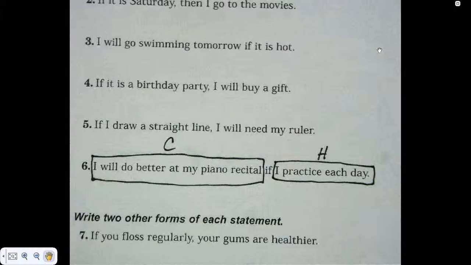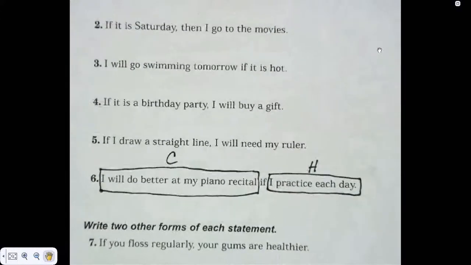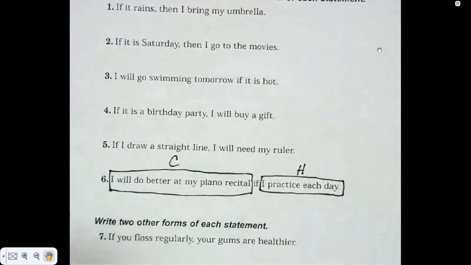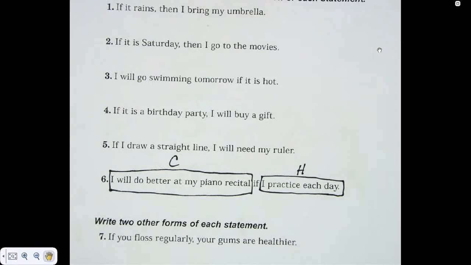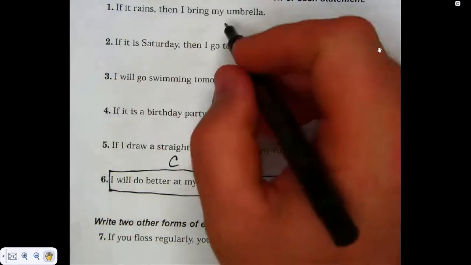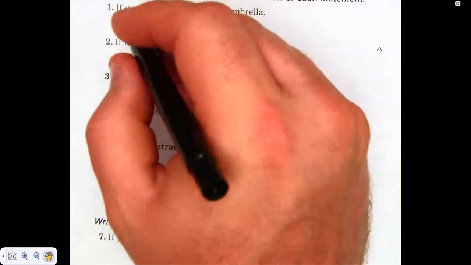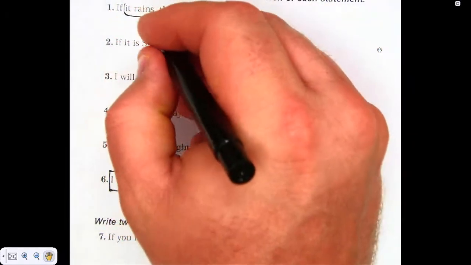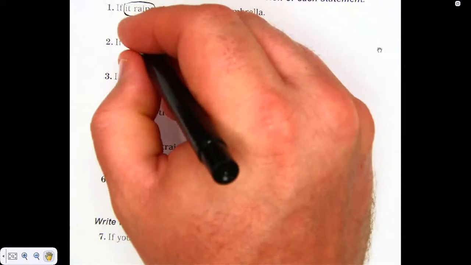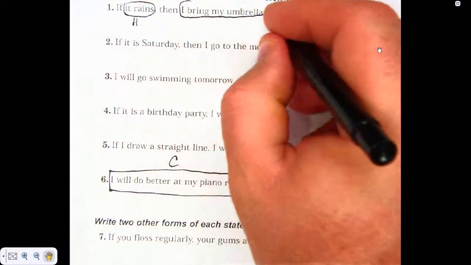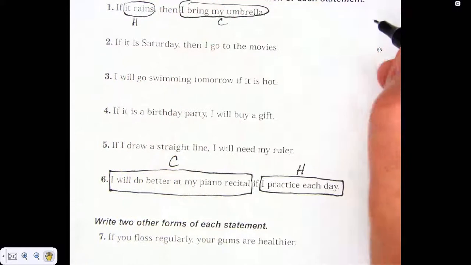Now these up here, let's go back up to, everybody understand why that's actually the hypothesis? Okay, look at number 1. If it rains, then I bring my umbrella. What's the condition happening? The hypothesis. It rains. What happens as a result? You bring your umbrella. That's your conclusion.